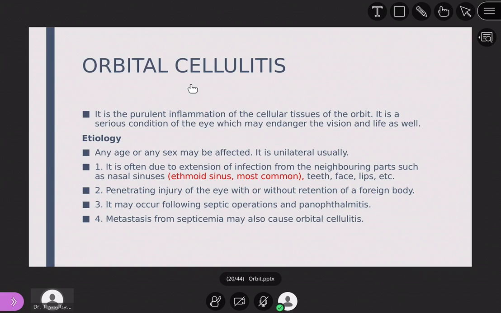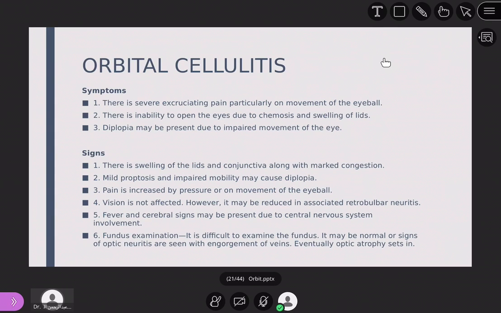In preseptal cellulitis, the most common cause is trauma. The most common organism is Staph aureus. While in orbital cellulitis, the most common cause is ethmoidal sinusitis. Ethmoidal sinusitis is the most common cause of orbital. Penetrating injury of the eye with or without retention of foreign body. It may occur from panophthalmitis. Metastasis from septicemia may also cause orbital cellulitis.